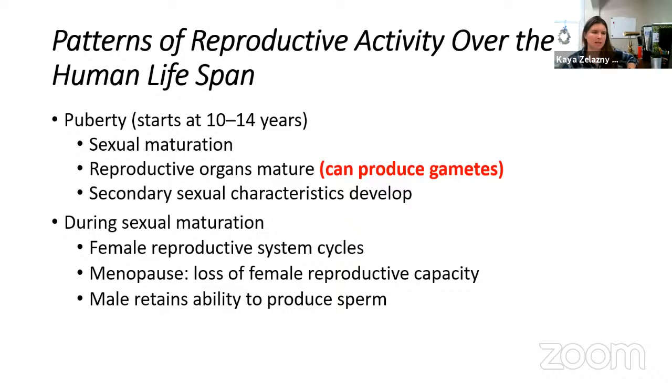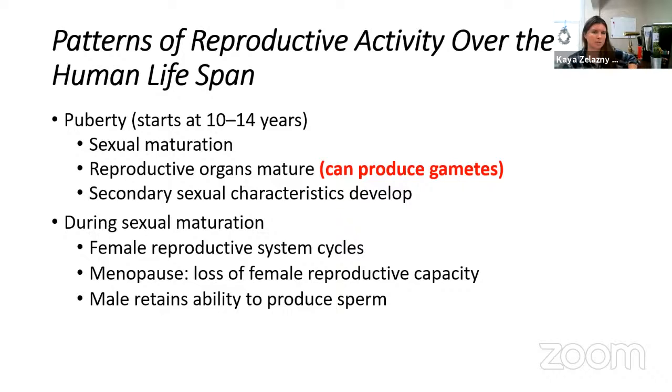And this is also when secondary sexual characteristics develop, like in females, breasts and hips, in males, maybe a beard, different musculature. So characteristics that tell us visually, you know, whether we're seeing someone who's typically male or typically female, although we know a lot of variation does exist.